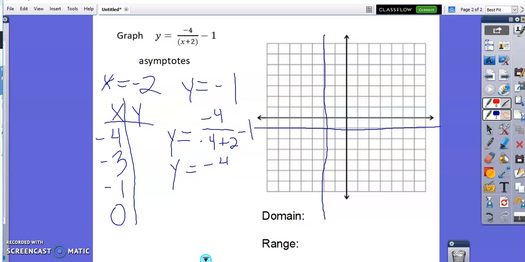In the denominator there, we have -4 plus 2, that is -2. Then we have negative divided by negative is positive, and 4 divided by 2 is 2. Finally, 2 minus 1 is 1. So there's when x is -4, y is 1. You can do this again for the others to find that when x is -3, y is +3. When x is -1, y is -5. And when x is 0, y is -3.